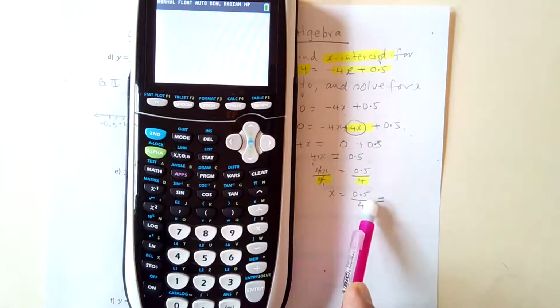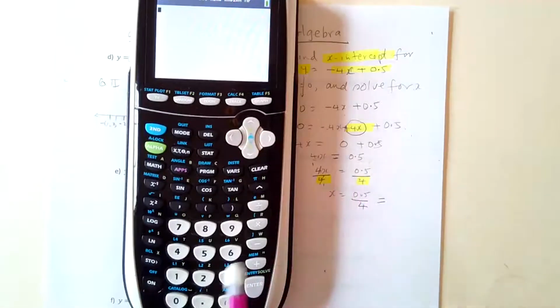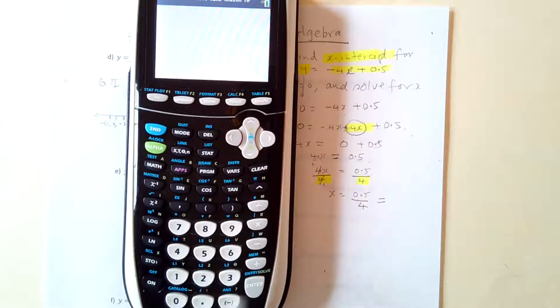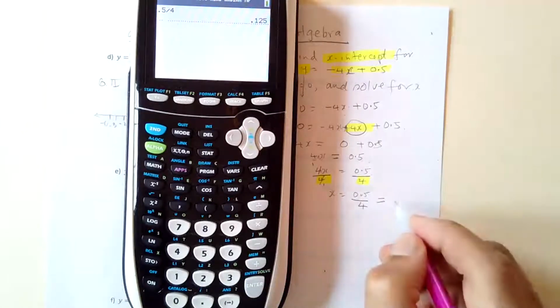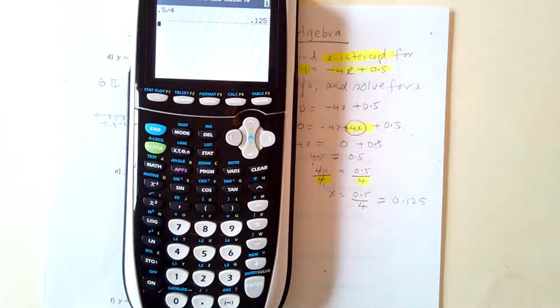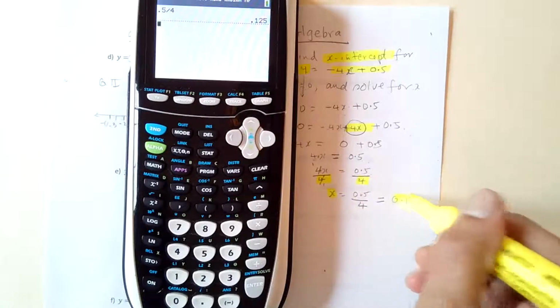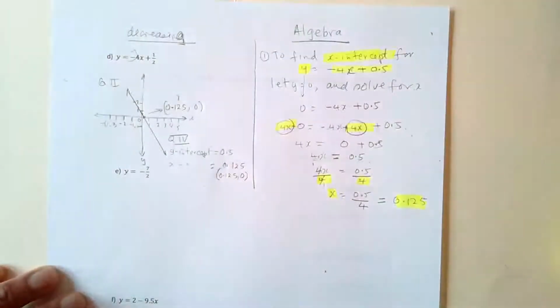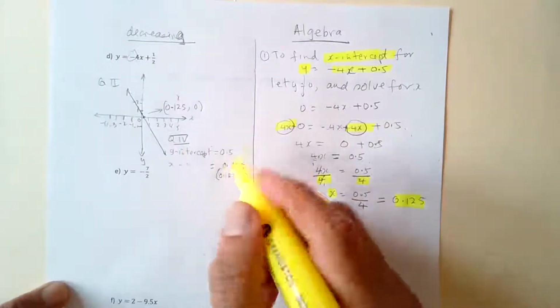Now I need to do my calculation. Here's 0.5 divided by 4, which is 0.125. So the x-intercept is 0.125, and that's exactly what we got here.